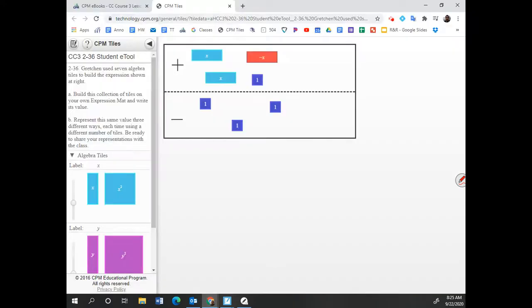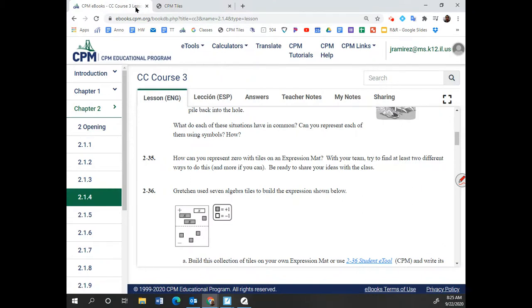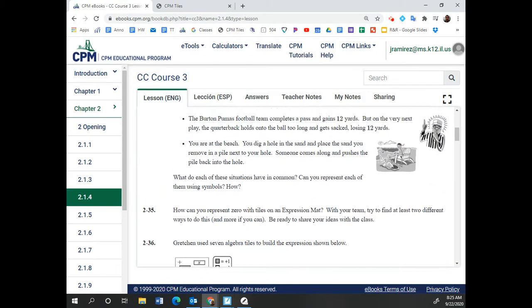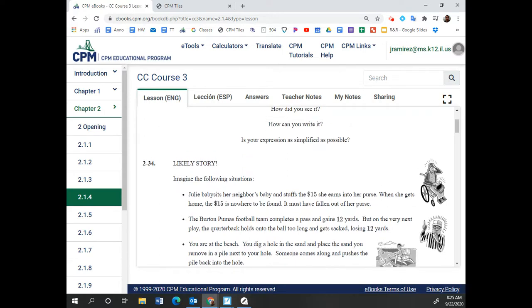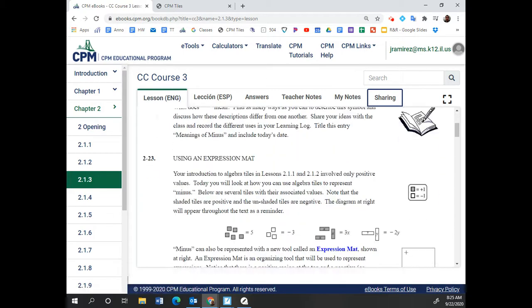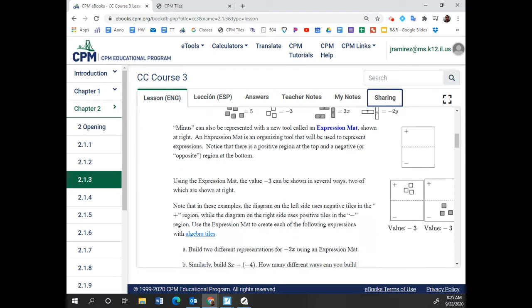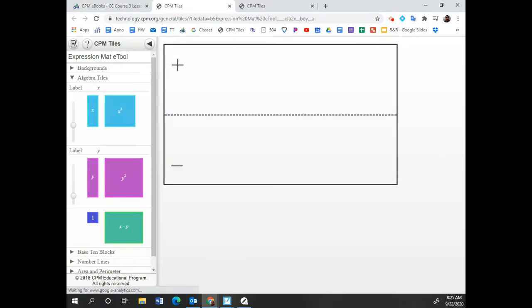But let's go to it. So here we go. Oh, that's not what I want. Going back to here. Now, by the way, you should all have your equation mats. I'm hoping that you put your equation mats, or CPM tiles, as something that you can access all the time, okay? So, I don't know, I didn't necessarily bring up the expression mat. Let's see if I've got an expression. There we go. Oh, no, not there. Okay, algebra tiles. There, okay, cool. Expression mat.